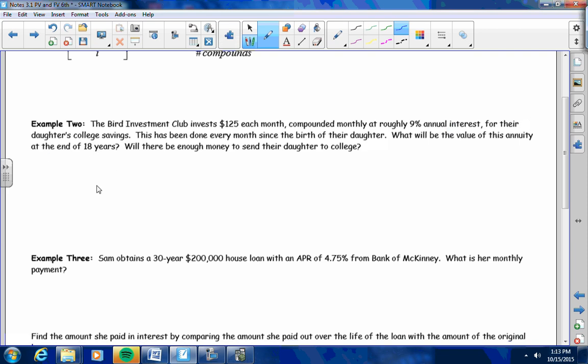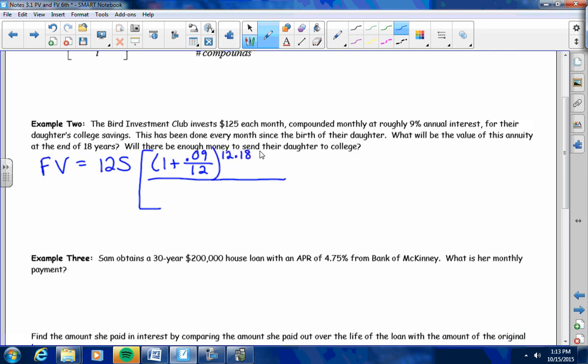Is this present value or future value? Future value equals $125 every month times, in the numerator, 1 plus the rate of 0.09 divided by 12 raised to the power of 12 times 18 for 18 years, minus 1, divided by 0.09 divided by 12.